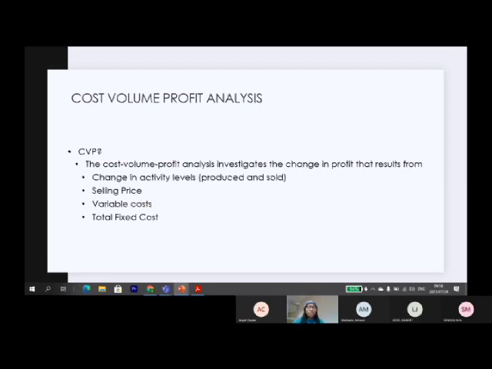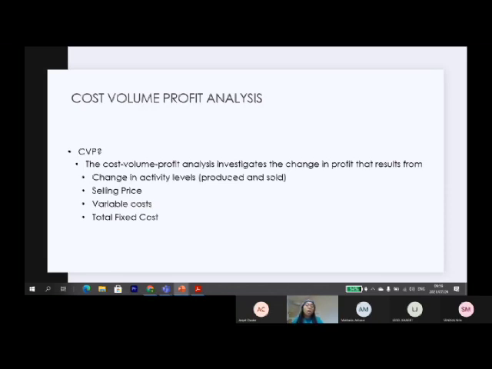So cost volume profit is very key and critical, because it helps you to analyze your bottom line, which is your profit, so that you can have answers, and you can also see a trend if there's any. Then, back to Lizelle's point, you will be able to make certain short-term decisions within that period, where you have to make a decision that makes sense. I'm hoping that makes sense as to why we do cost volume analysis.